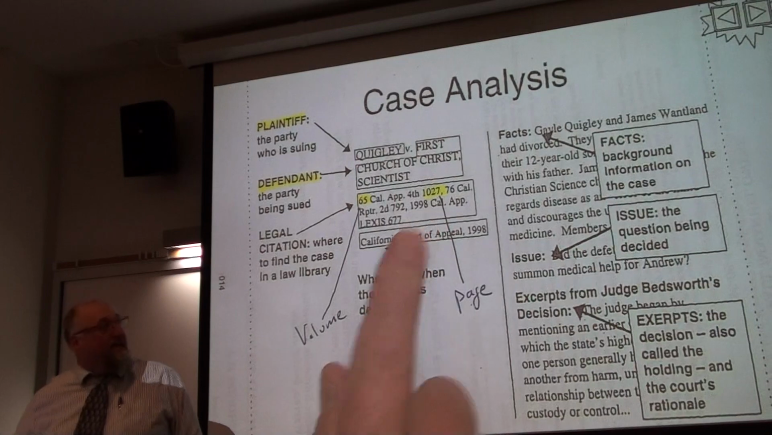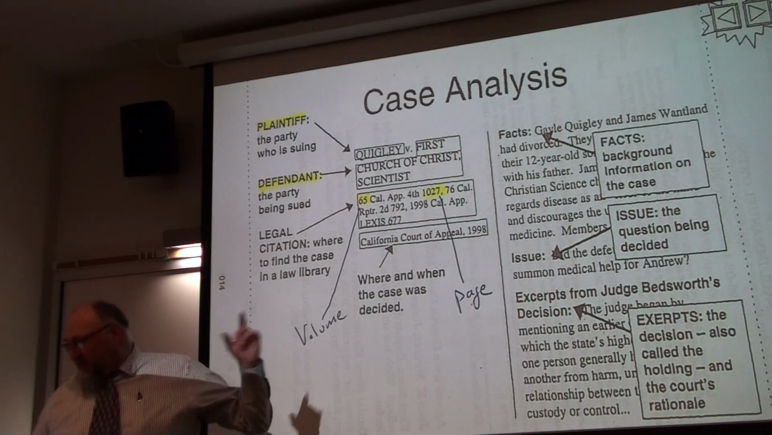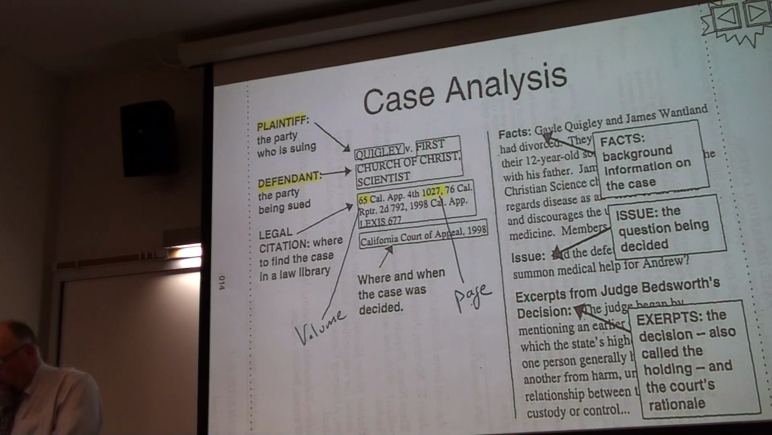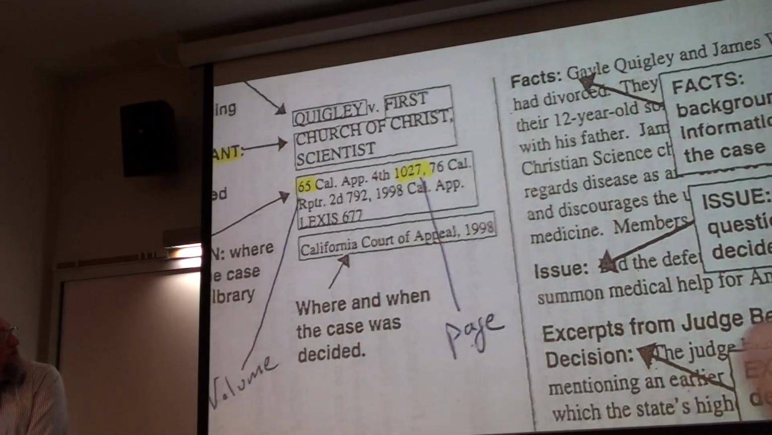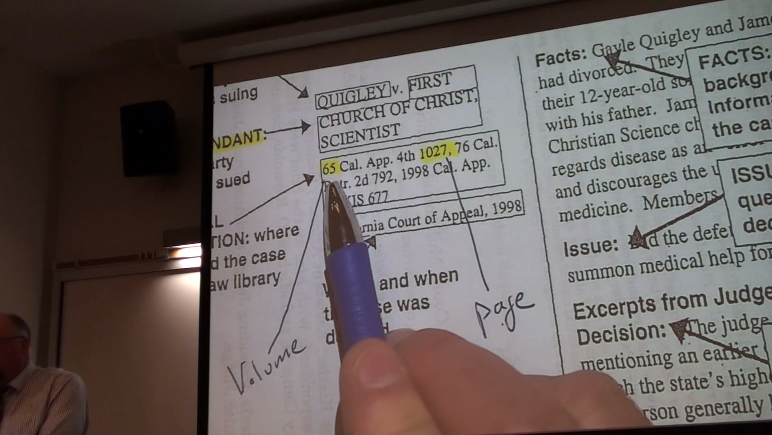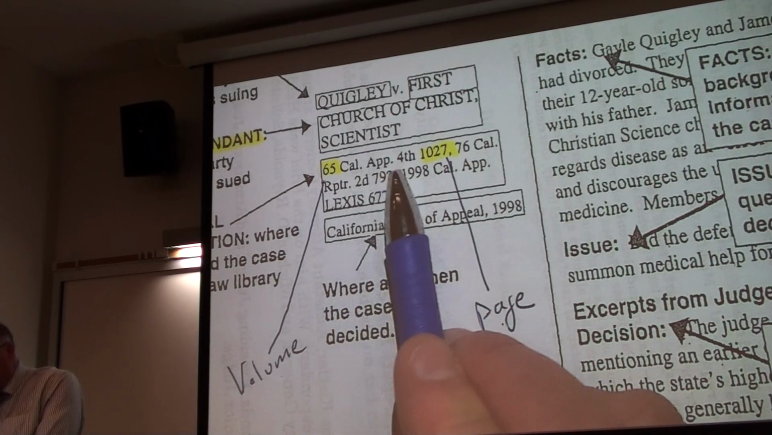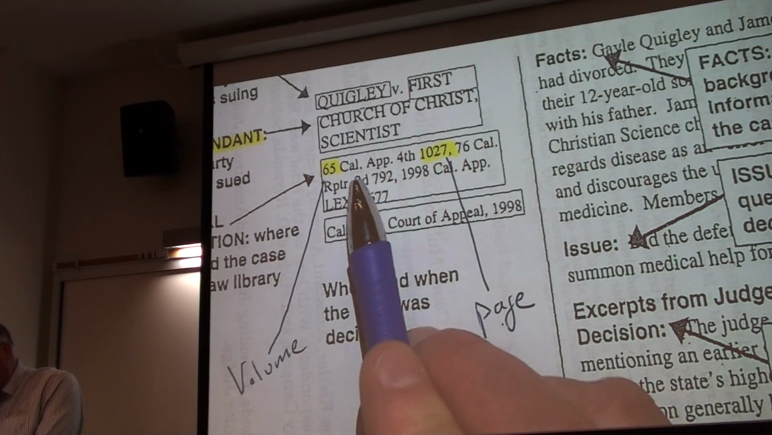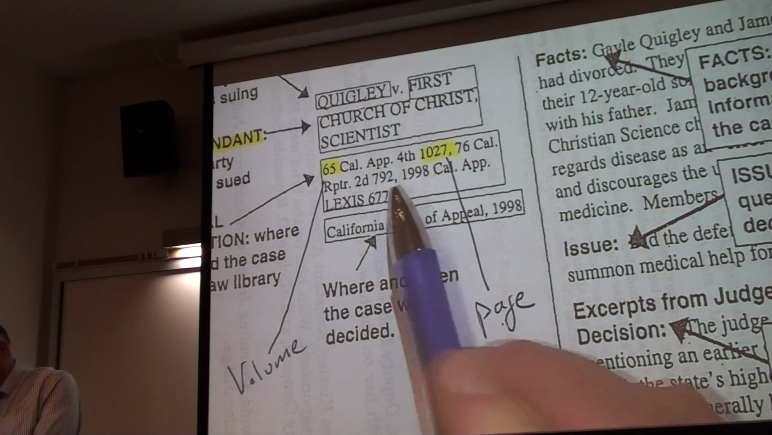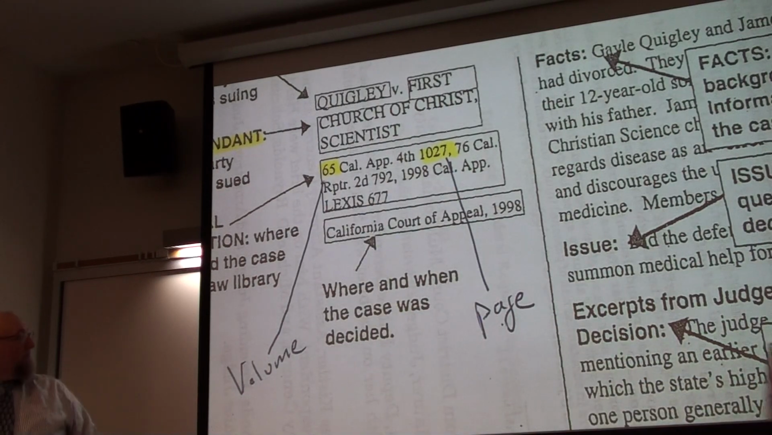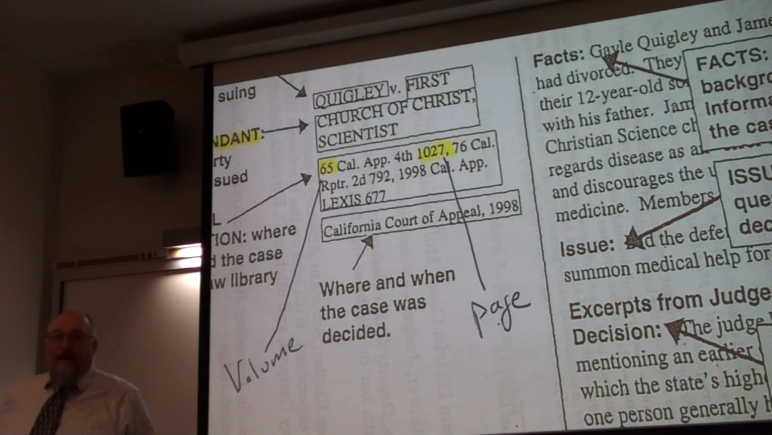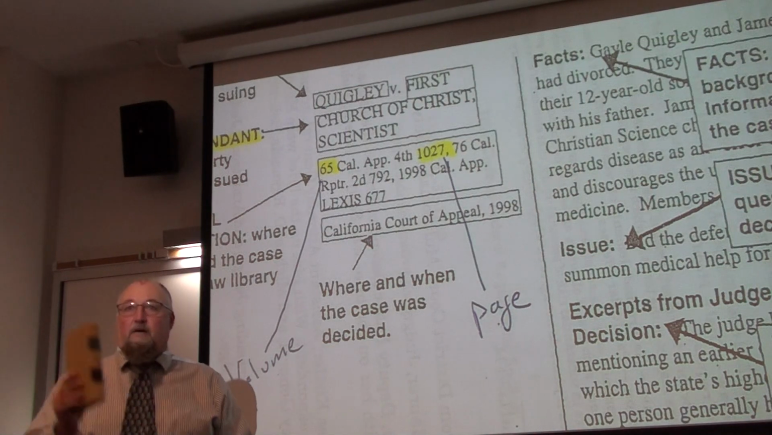All right, legal citation. So it works like this. We have a number, in this case right here, let me blow that up a little bit. 65. Then we have an abbreviation for the name of the book, Cal App 4th. Then we have another number. In this case, it's 1027. So the first number is the volume. That is the number on the outside of the book.